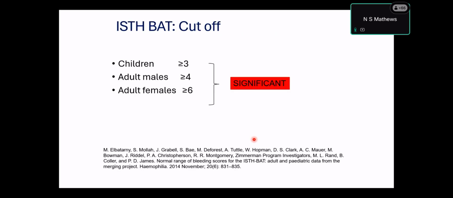Now, for this ISTH BAT, there are some cutoffs to call it significant. After looking at all the symptoms of the patient and scoring them, in a child, if the score is more than or equal to 3, it is significant. In adult males, more than or equal to 4 is significant. And in adult females, more than or equal to 6 is significant. We must keep in mind why the scoring differs. In children, the exposures may be limited, or the times they can have exposure are limited because they are taken care of much more, especially babies. Adult females will obviously have the additional symptom of menorrhagia, so their score is higher.